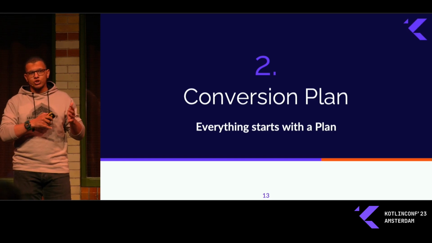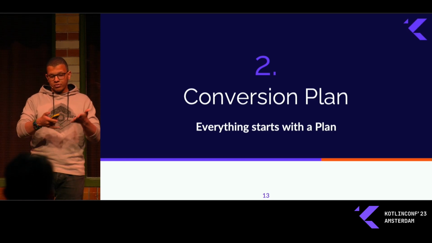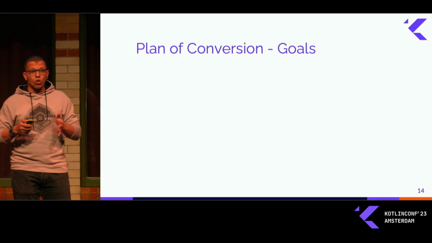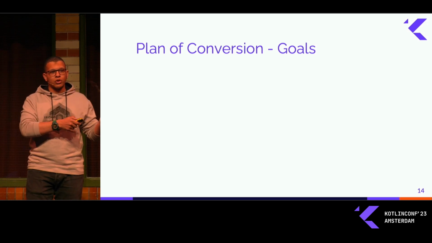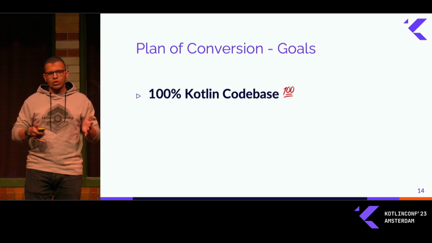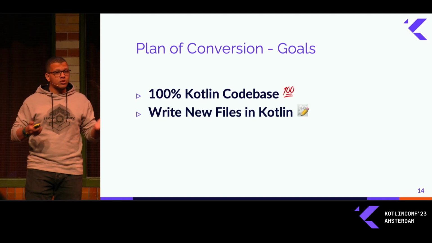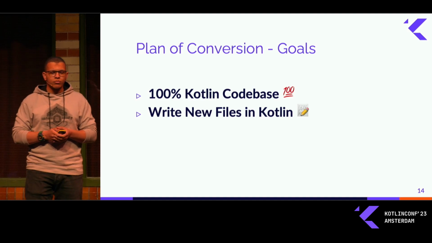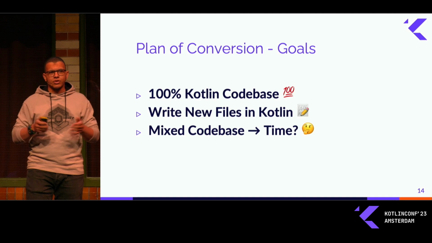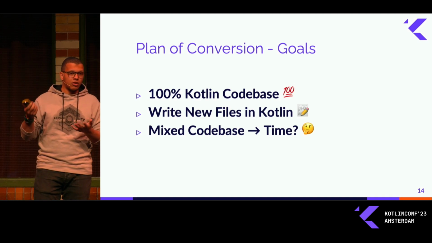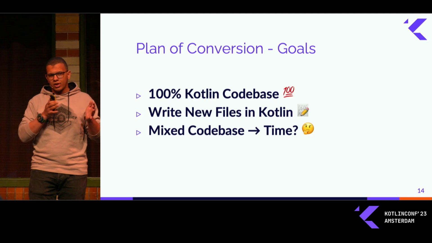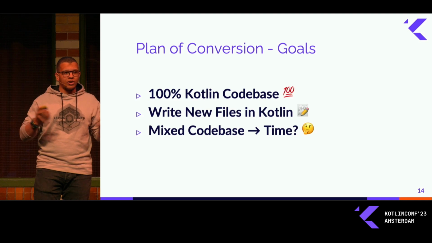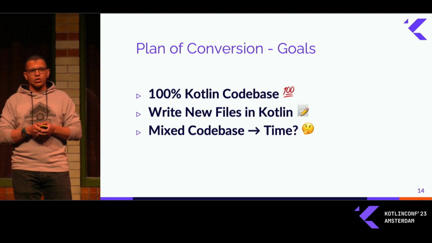Now let's talk about the conversion plan. We are going to create a conversion plan for this task. The first component of the plan you need to define is the goal. What is your goal for converting to Kotlin? Is it a 100% Kotlin code base? Maybe that's your goal. Maybe not. Maybe you want to write only the new files in Kotlin. This is also a good thing. Or for sure, you will have a mixed code base between Java and Kotlin for some time. Here you also need to think about that time, right? I don't know, it might be a 6-month transition, or a 1-year transition. It is up to you. You need to define those explicitly.